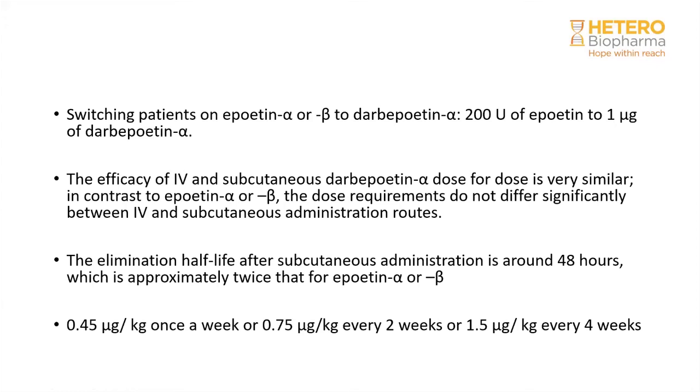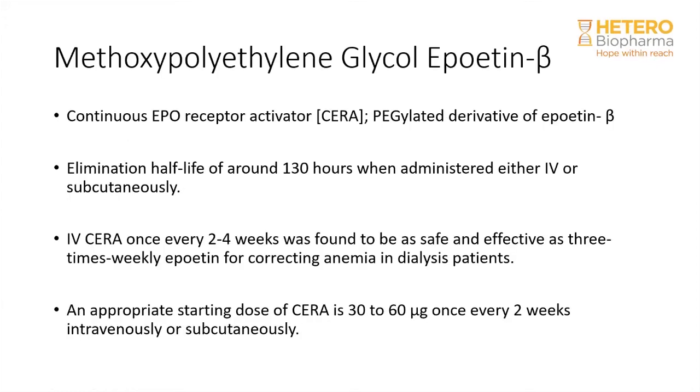The other long-acting molecule is the CERA, which is a continuous erythropoietin receptor activator, a pegylated form of erythropoietin beta. The elimination half-life is 130 hours, compared to the 48 hours of darbepoetin. So often you can use it once a fortnight, or once a month. The only drawback of this is that it is very highly expensive, even though they reduce the number of doses that need to be administered in a month. Being long acting, but the problem is they are very highly expensive.